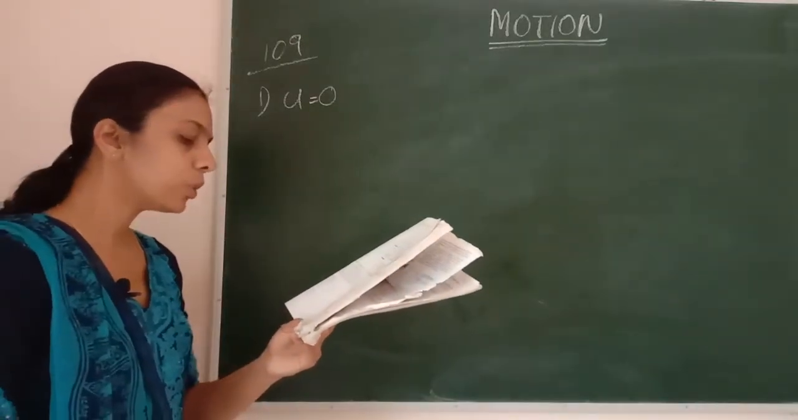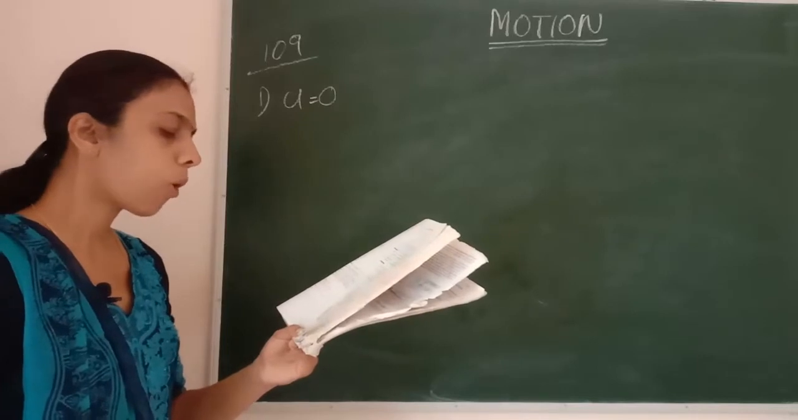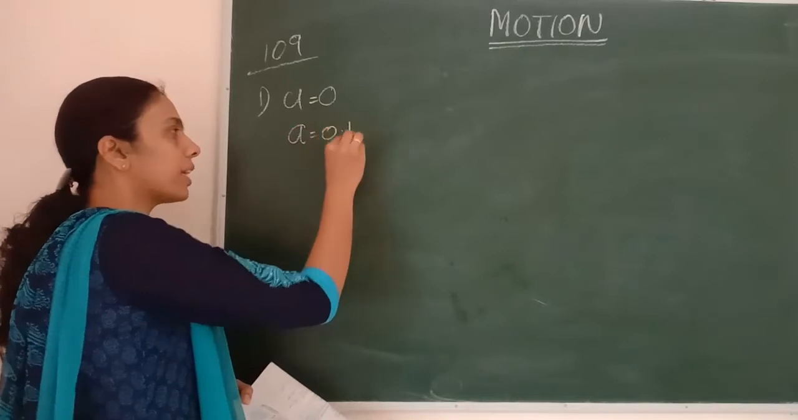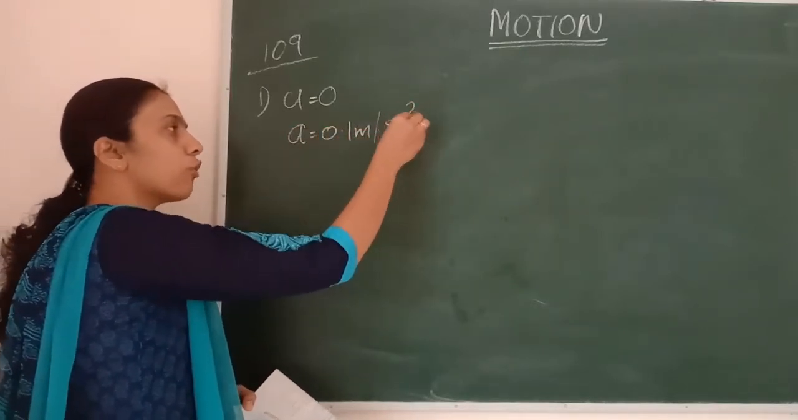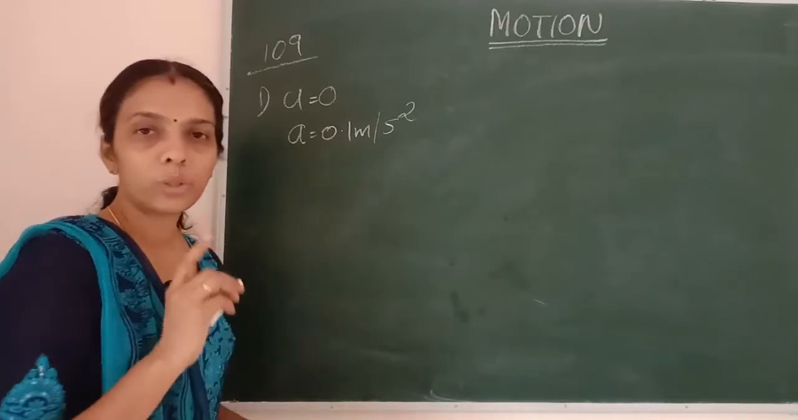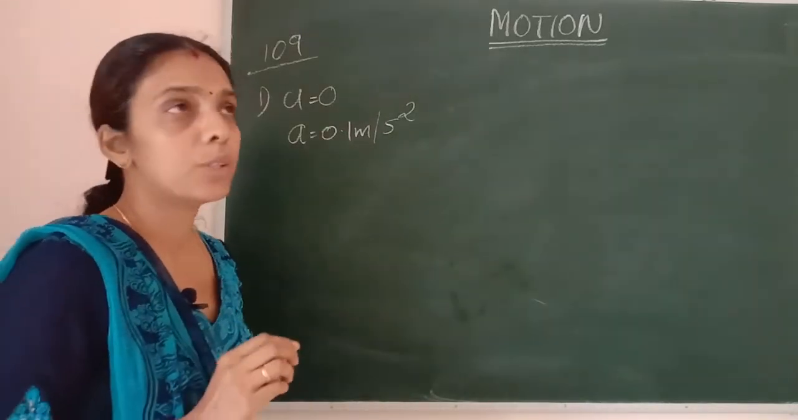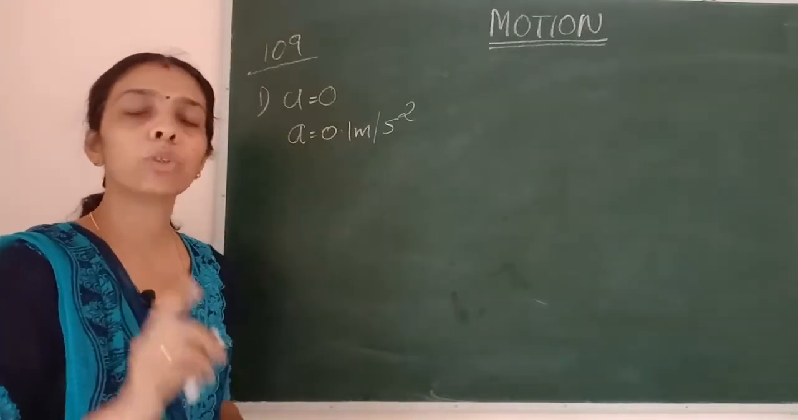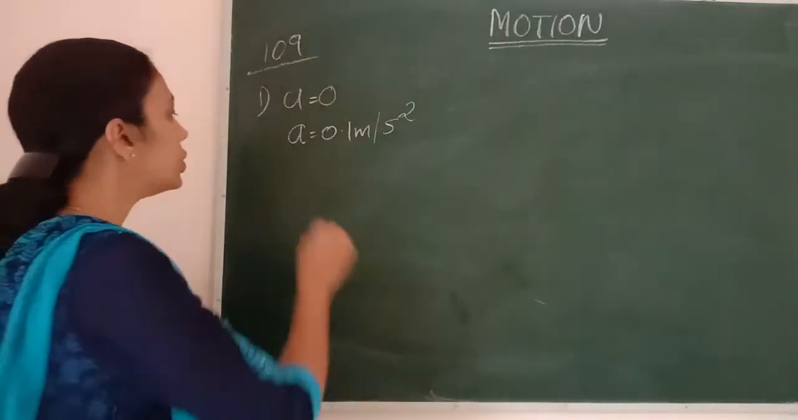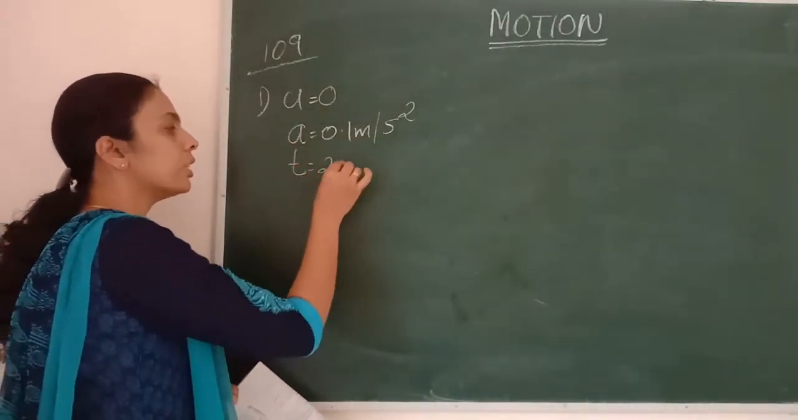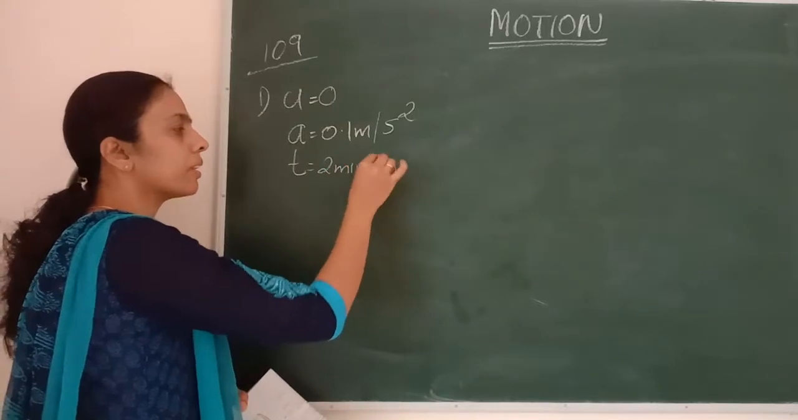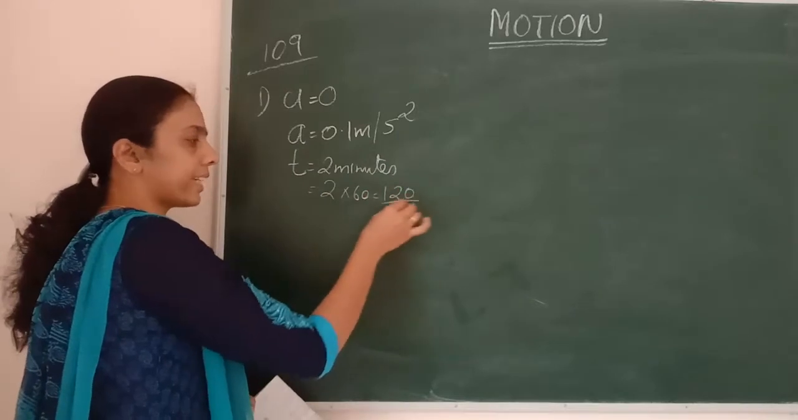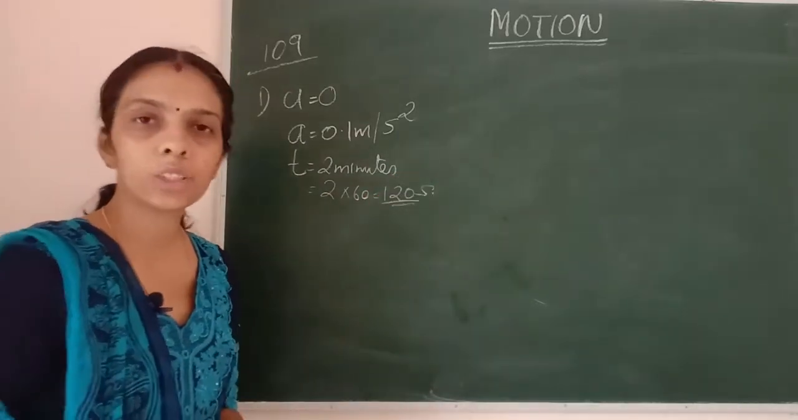It moves with a uniform acceleration of 0.1 meter per second square. So acceleration is given as 0.1 meter per second square, and they told us it is uniform acceleration, so we can use the equations of motion. The equations of motion we can apply only in the case of uniform acceleration. For 2 minutes, so time is given as 2 minutes, that is 2 into 60, equal to 120 seconds. I am converting it into SI unit.